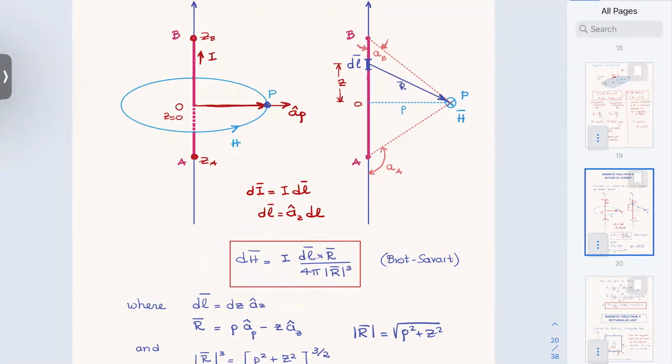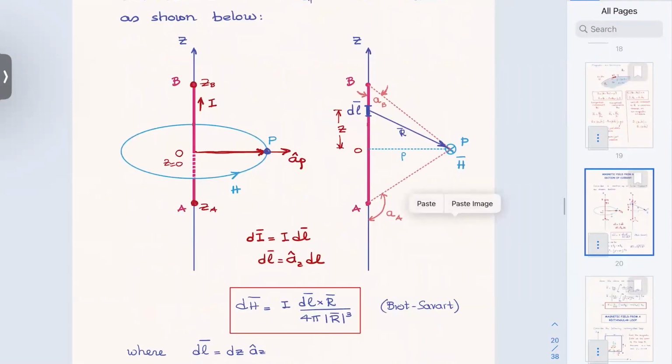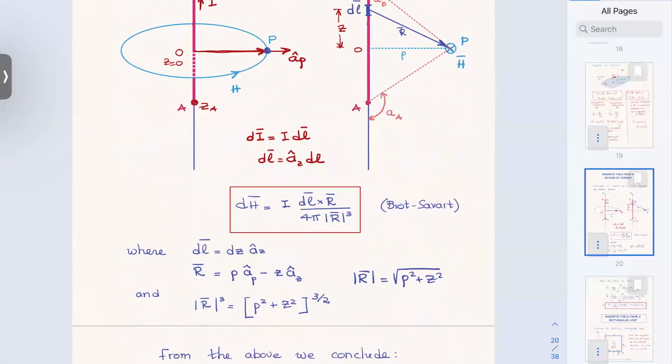Okay, so first of all, dL. dL here is along the z-axis. Therefore, we write this vector dL as having a magnitude dz, and then a direction along the unit vector a sub z, or in fact, since we have it in the notes, I will use here e sub z.